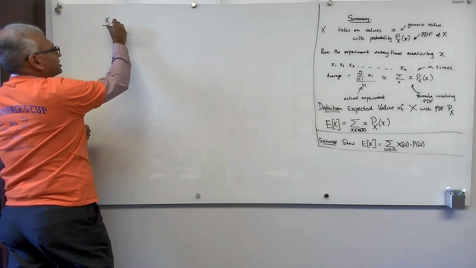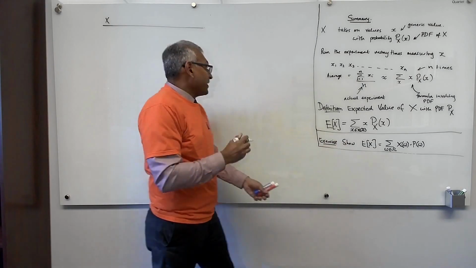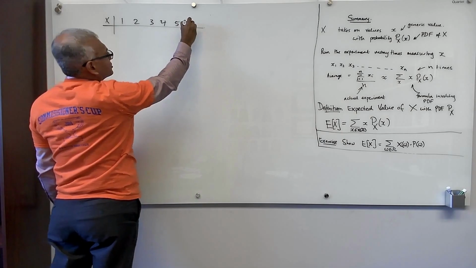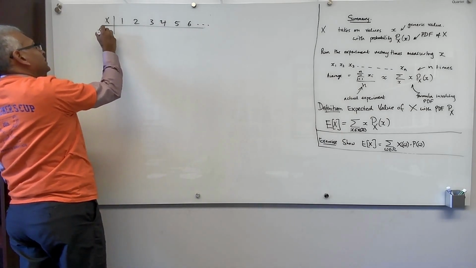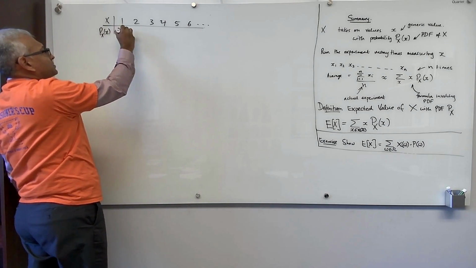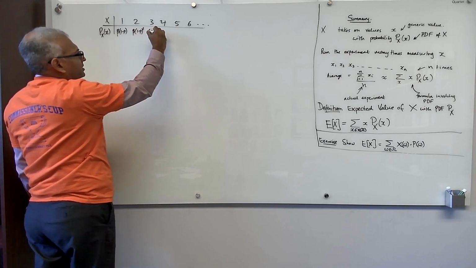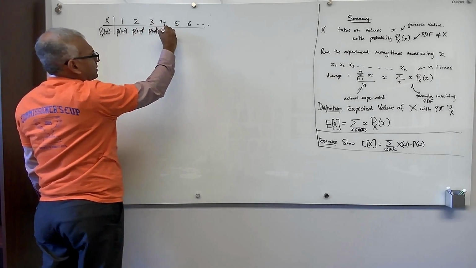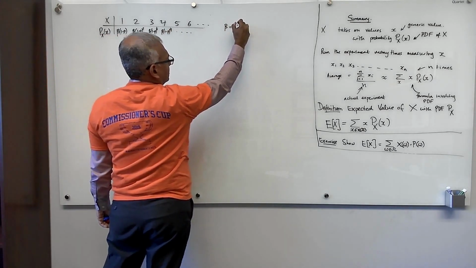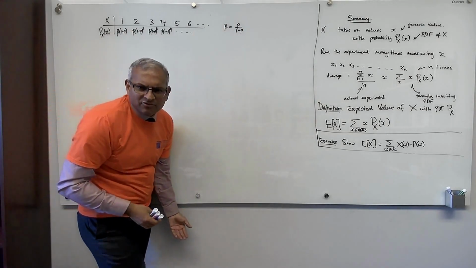So x, the possible values for the waiting time, how long you might wait, are 1, 2, 3, 4, 5, 6, and so on. And the probability to wait that long is beta times 1 minus p, beta times (1 minus p) squared, beta times (1 minus p) cubed, beta times (1 minus p) to the fourth, and so on, where beta is equal to p over 1 minus p. It's just a constant. So we take the expected value using the formula.